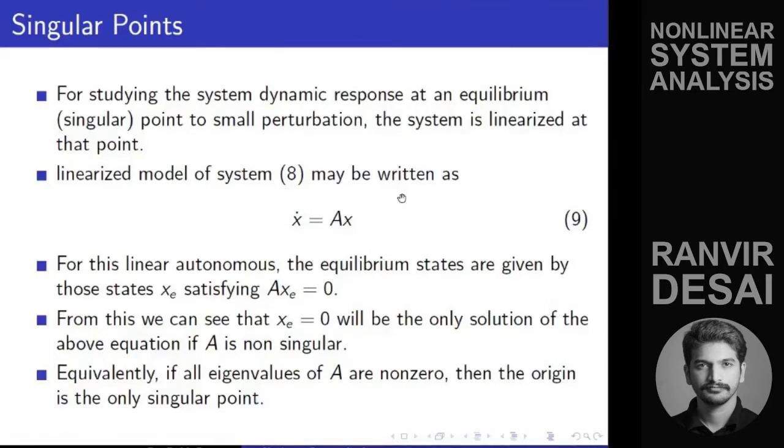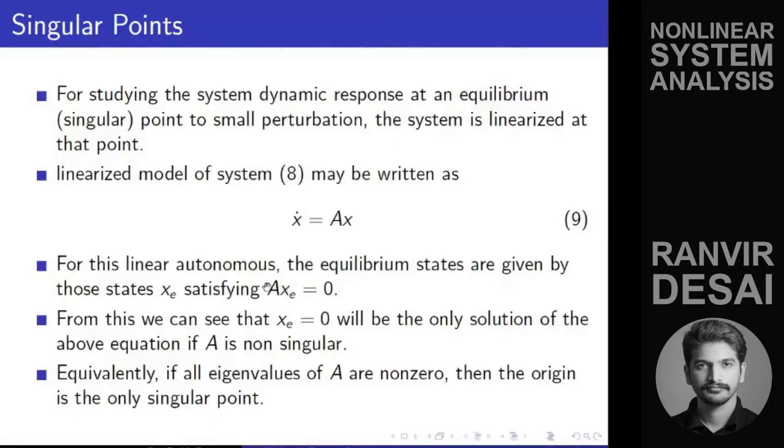So let's consider a linear system, x dot is equal to Ax. The equilibrium state for this can be given as xe, where xe dot will be 0. So Axe is equal to 0. From this we can see that x equal to 0 is an equilibrium point of this system. If A is non-singular, that is, if A does not result in 0, then xe equal to 0 is the only solution. You understand this.